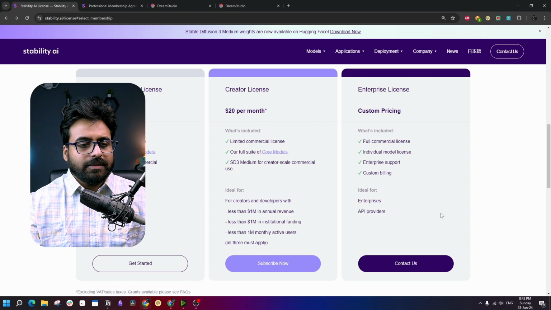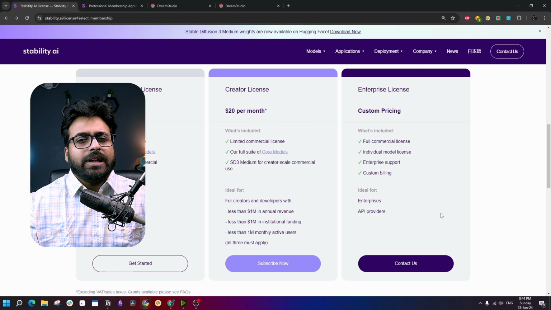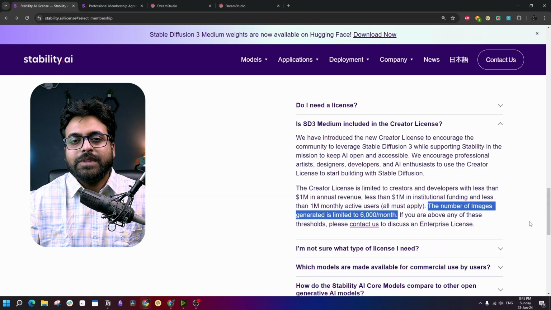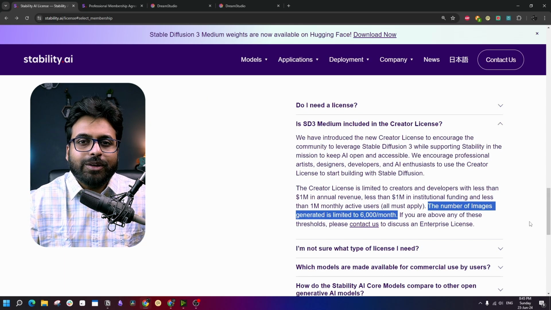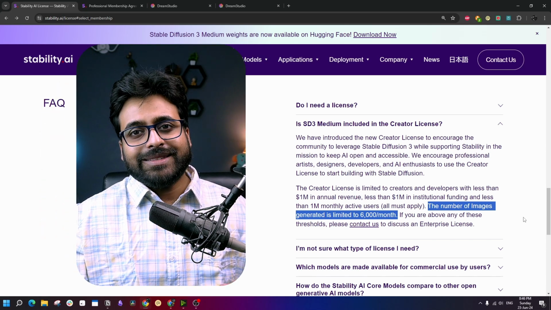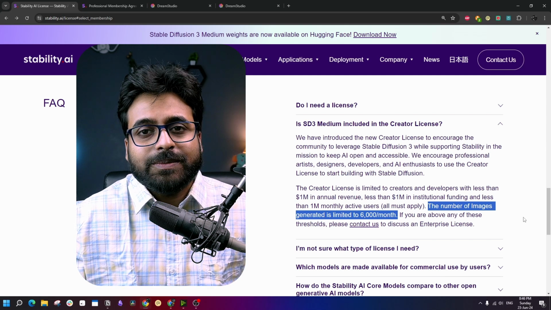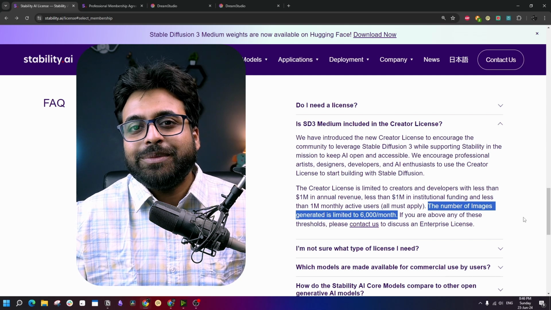The creator license is applicable for people that are making less than $1 million in annual revenue, less than $1 million in institutional funding, and less than 1 million monthly active users. The $20 fee for that license does look like a decent subscription as long as you are generating 6,000 images per month. What? It should be some kind of typo, isn't it? I mean, there is no way they are expecting people to generate only 6,000 images per month. That's roughly 200 images per day.